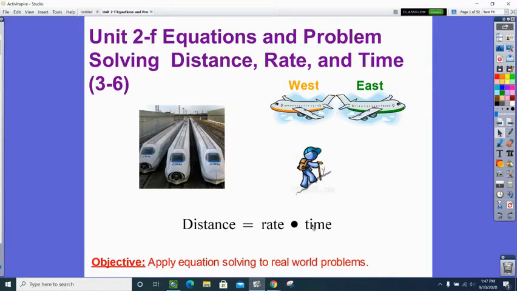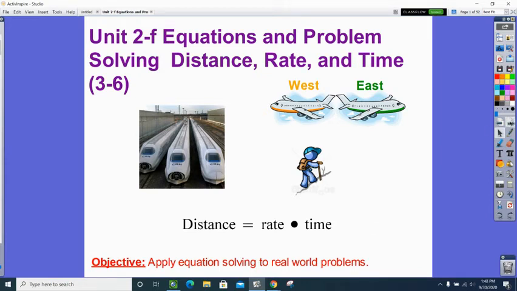Down here from science, I'm hoping that you remember that distance equals rate times time. So think of rate as speed, miles per hour. Think of time as time, hours. If you take miles per hour times hours, the hours cancel, leaving miles, and that's why distance equals rate times time. So if you multiply an object's speed by its time, you will get its distance. So we're going to use this formula for all three types of problems as we apply equation solving to distance, rate, and time problems.